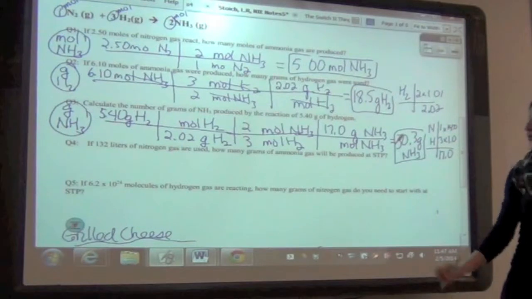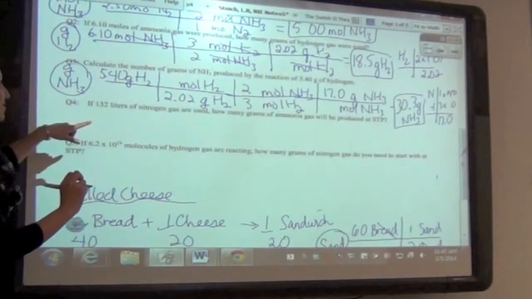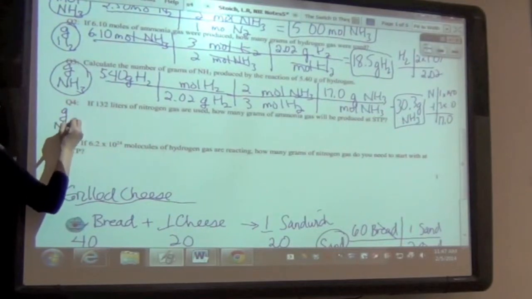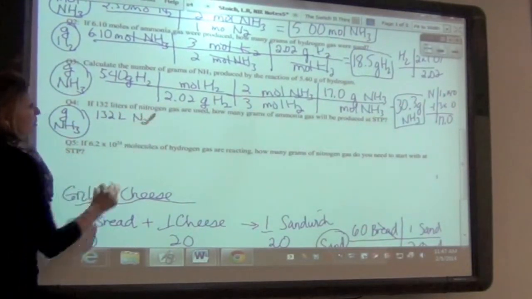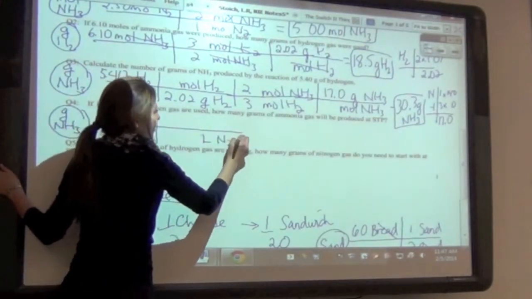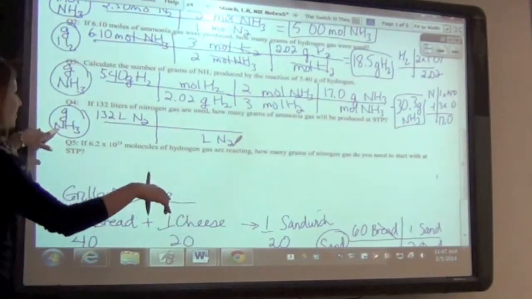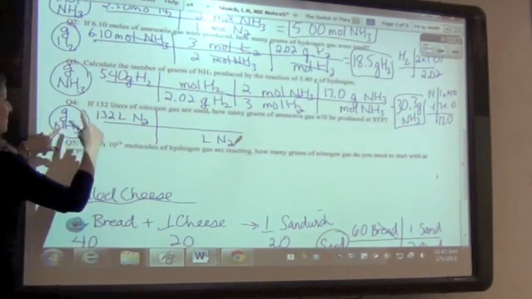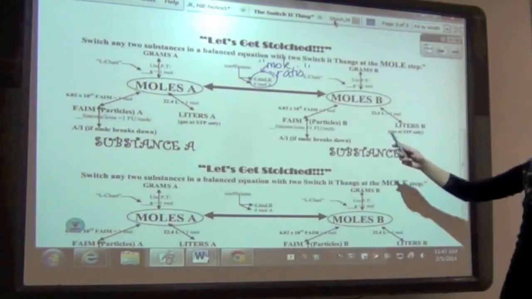Okay? 2 more. These are going to go a little bit faster now. So now we've got, circle what we want, grams of NH3. Write what we've got, 132 liters of nitrogen, which is N2. Throw in a bridge, cross our units opposite. Okay, next person. If you can take us through and tell us, you're trying to go from liters of one substance to grams of another substance. Okay? So start us off at liters.